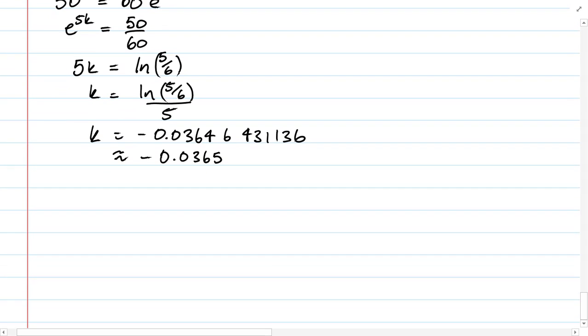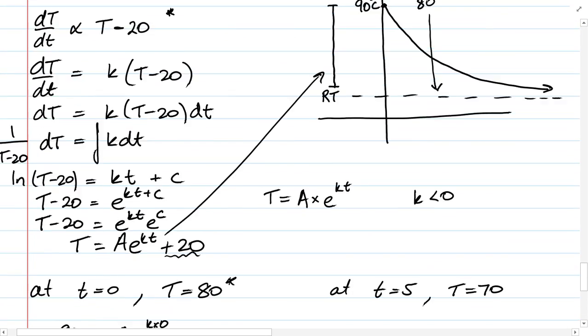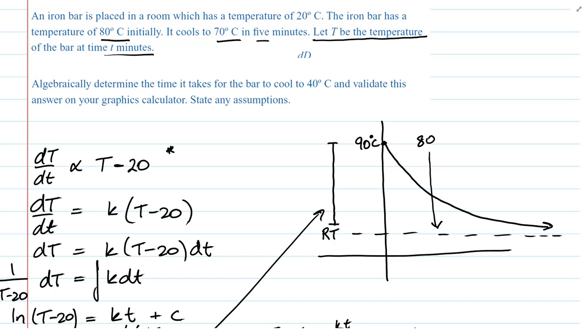And so my function now is T equals 60 e to the negative 0.0365t, plus 20. And notice my k value is negative, which is what we expected. Now I'll shoot back up to the question just to see what I actually have to answer. I've done all the groundwork. I've not even started answering the question yet. I've just built the model.